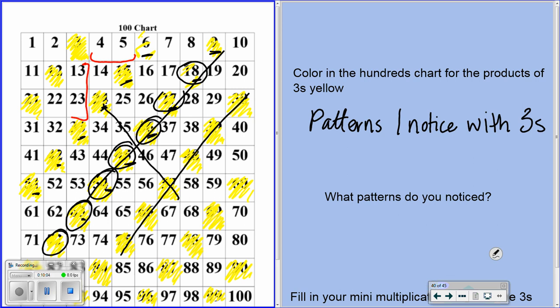Pretty cool. What else are you noticing? Anything? Georgiana, you're noticing something? Yeah. If we look at our tens, we have 30, 60, 90. That's kind of just like 3, 6, 9. Very similar. By now you should have 2 patterns that you noticed in the 3s written down. We just went over at least 3 or 4. Right? You got another one? Yep. Every third number is colored in. Very good. Diane?